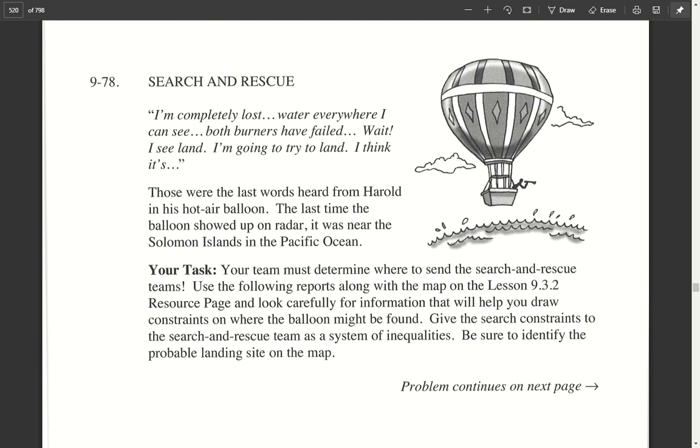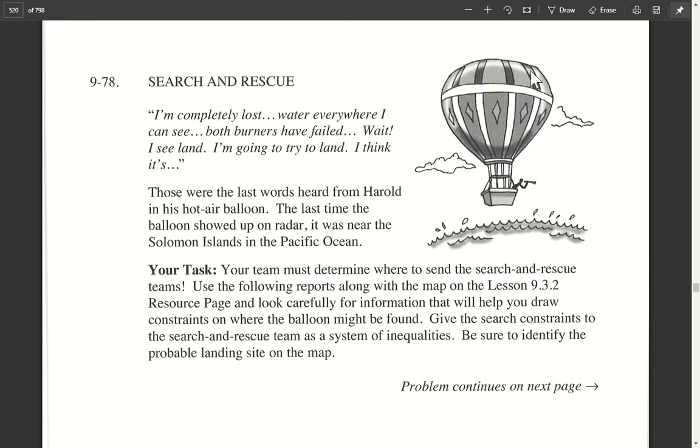So, search and rescue. I'm completely lost. This problem is going to describe a series of constraints. I think there are just 4 constraints. We need to take those constraints, which are not going to be given to us in the multiple representation of a table or an equation or a graph. They're going to be given to us as a situation, and we're going to have to read that situation and come up with the equation representation so that we can use that to come up with the constraint that'll help us decide where to look for things.